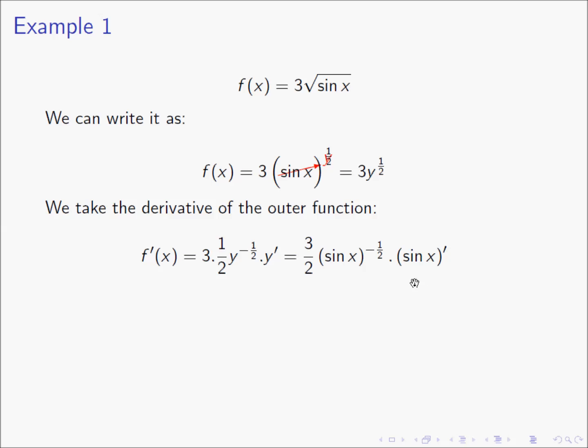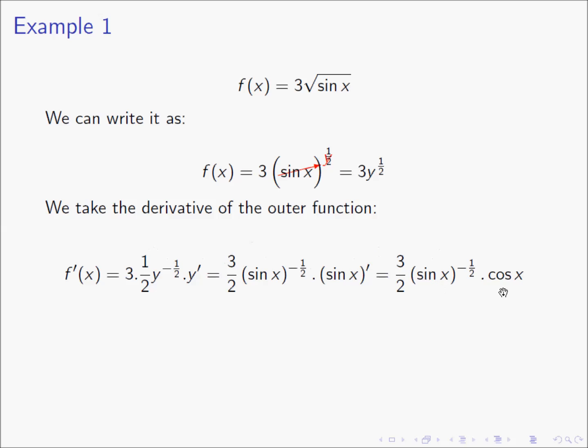Here we have y prime, that is the derivative of sine of x, and the derivative of sine of x is cosine of x. So we can write this as 3 cosine of x over 2. Here I forgot to put the 2 here, over 2 square root of sine of x. That's the answer.